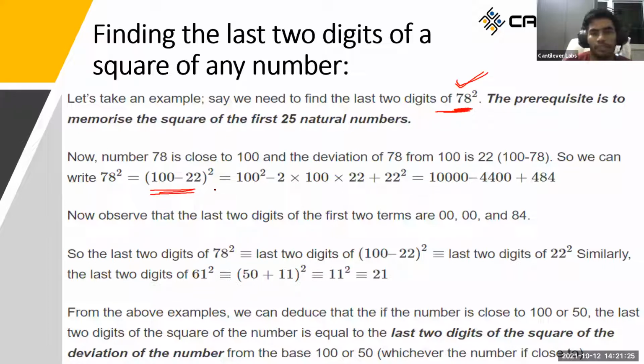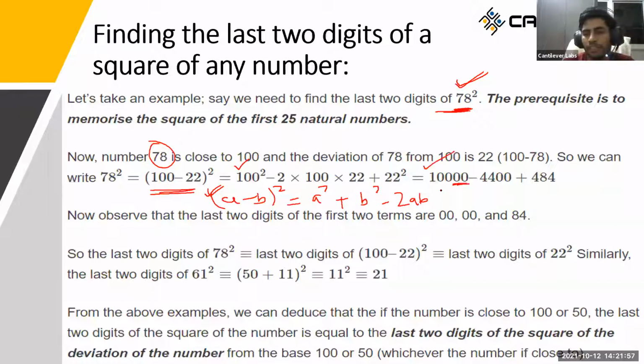So why are we doing this? This is basically to use the formula (a minus b) whole square, that is a square minus 2ab plus b square. If we can represent 78, or in this case any number, in this form, then it would be very simple to solve, because 100 square will lead to 10,000. So the last 2 digits are 0 and 0. Next we'll see the minus 2ab term. This term also has 100 in it. So the last 2 digits will also be 0.